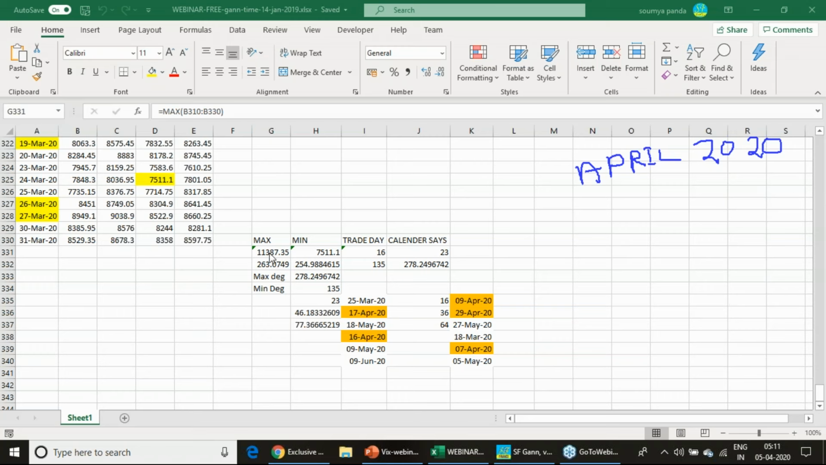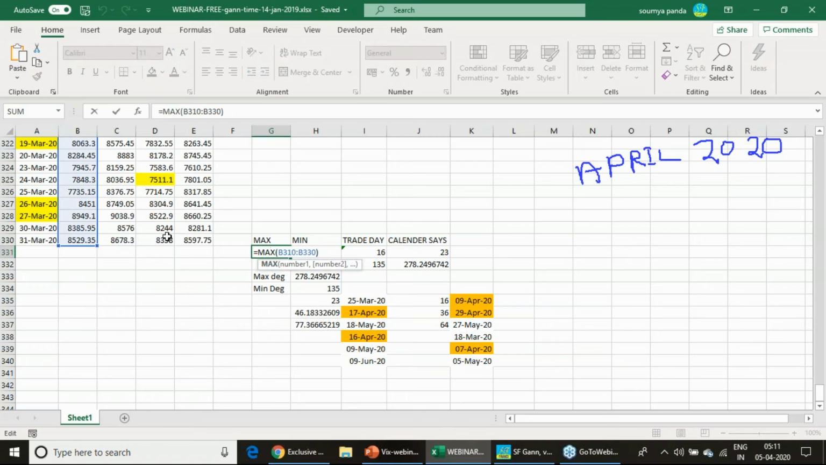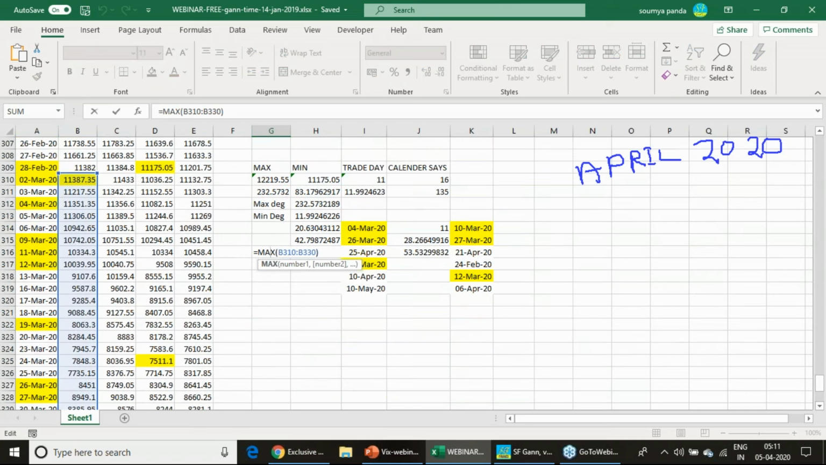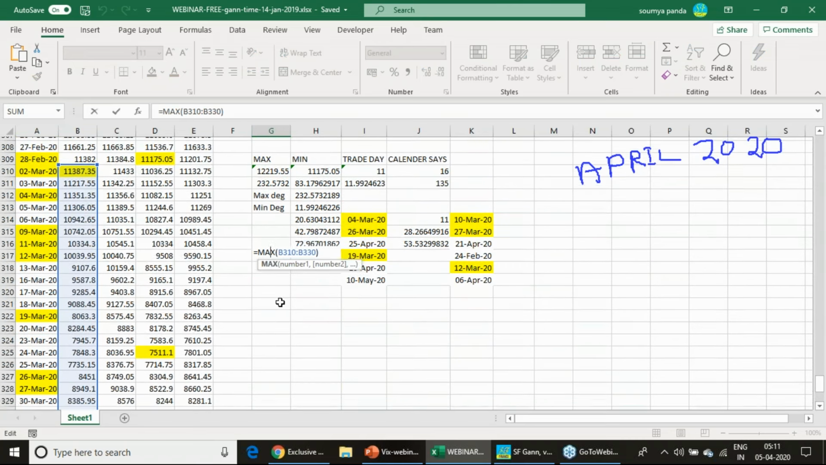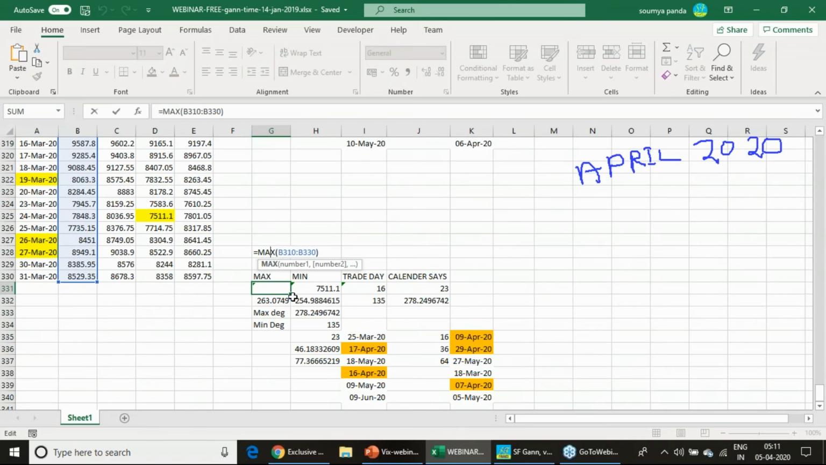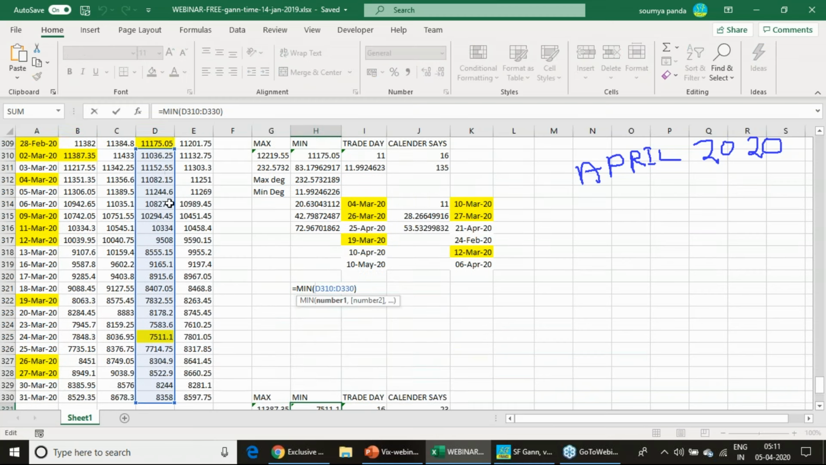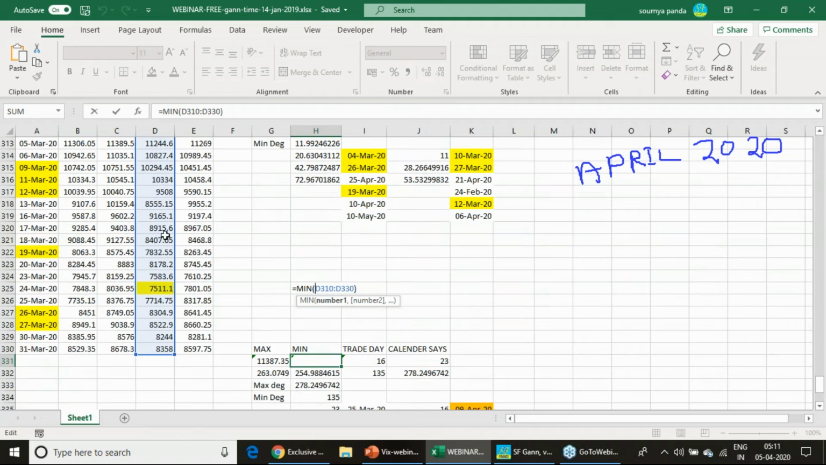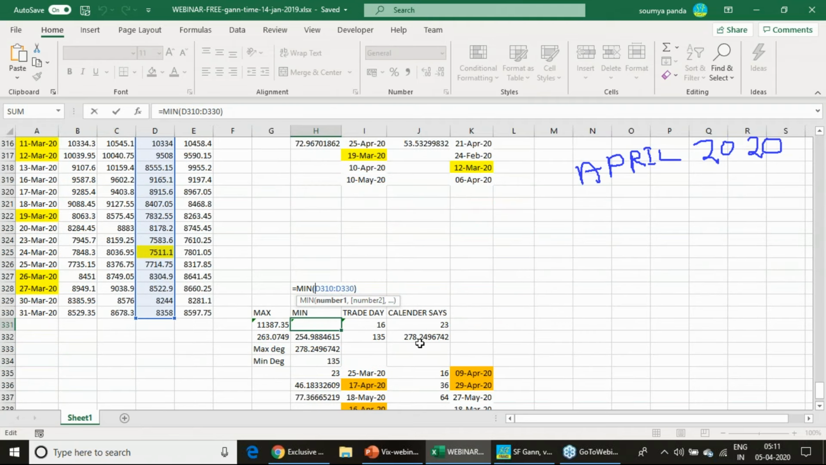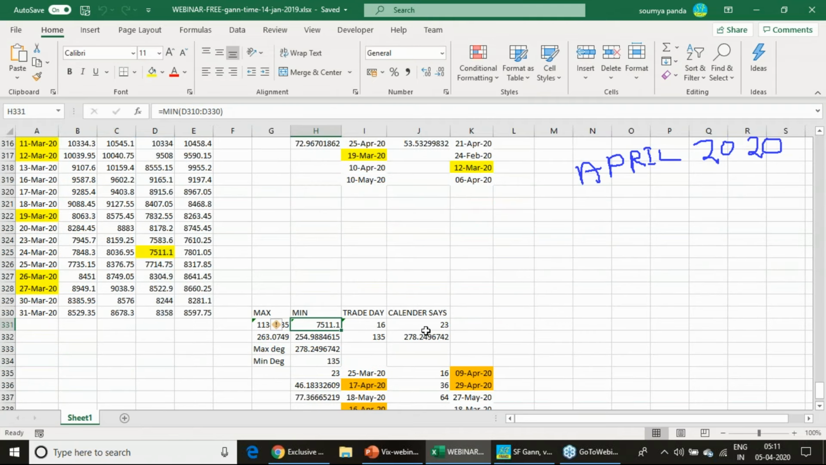As per my discussion, first I am finding the maximum value. So in the month of March, what is the maximum value of Nifty spot? Again, I repeat, what is the minimum value of the Nifty spot? So from 2nd March to 31st March, you have got the maximum and minimum value.